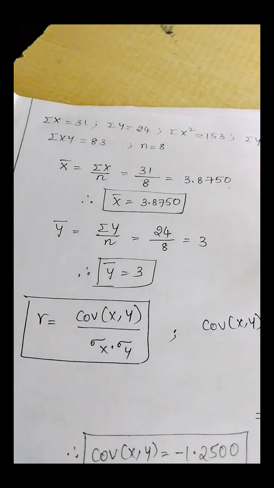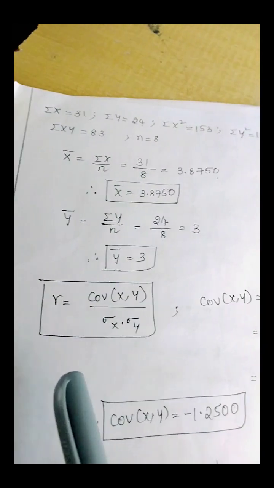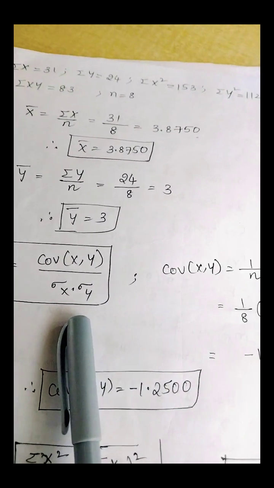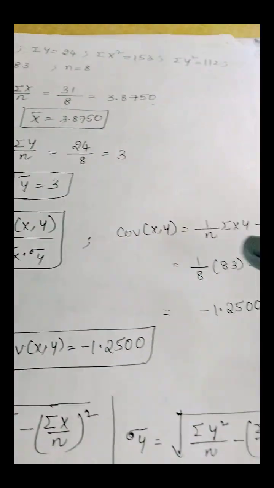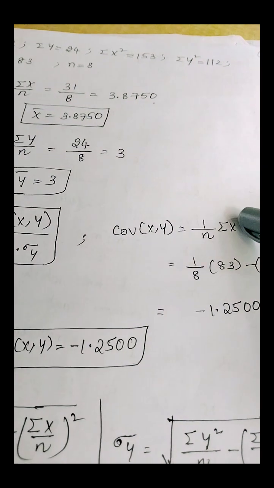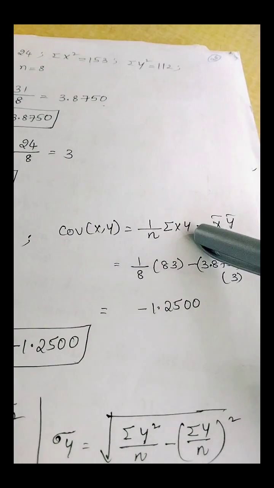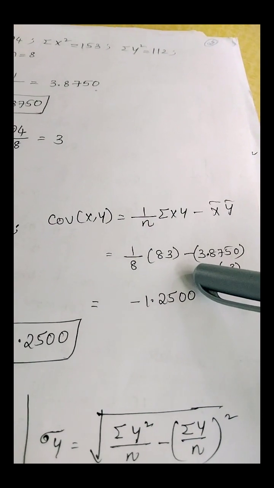24 by 8, that is 3. Here y bar is equal to 3. Now r is equal to covariance of x comma y by sigma x into sigma y. Now we are going to find out covariance of x comma y. The covariance of x comma y formula is 1 by n into summation xy minus x bar y bar. Already you know summation xy, x bar y bar, so we are just going to substitute over there.